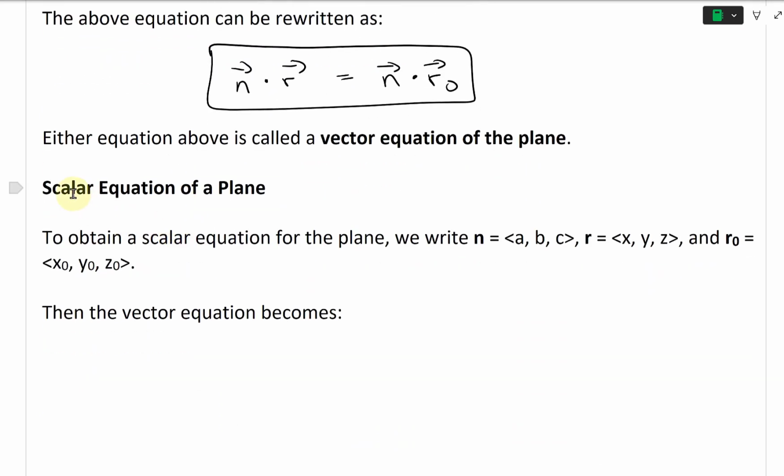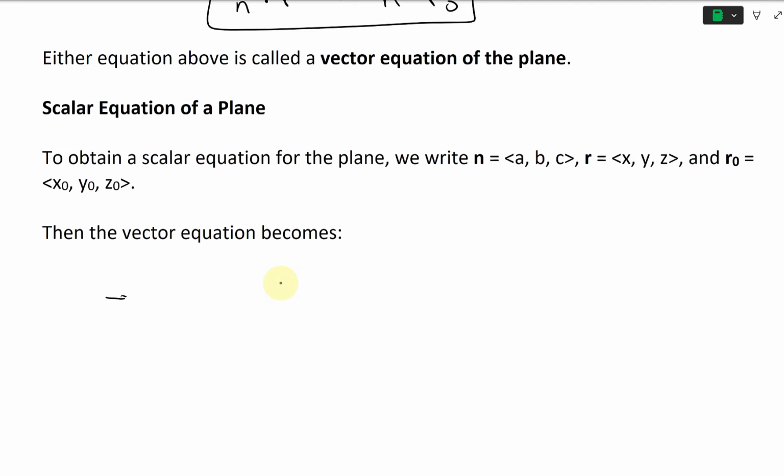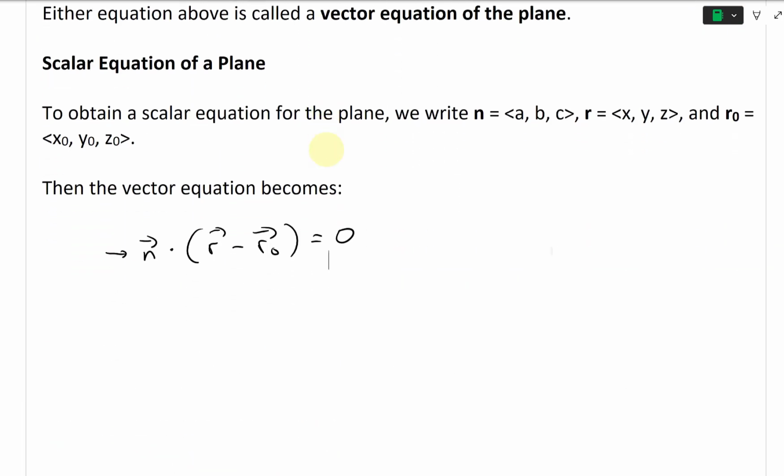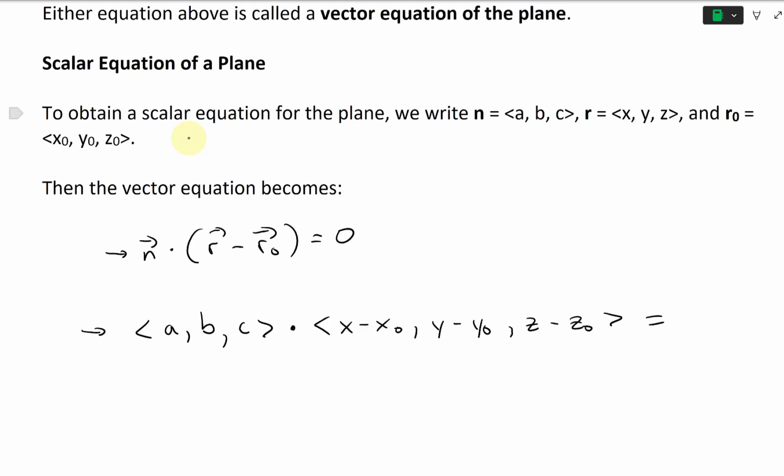And let's go further and now look at the scalar equation of a plane. To obtain a scalar equation for the plane, we write the normal vector n with its components a, b, c. And let's say r has components x, y, z, and the r naught vector's components x naught, y naught, z naught. Then the vector equation becomes n vector dot r minus r naught equals 0. Plug everything in: n is a, b, c dot, and these are subtracting from each other, so just subtract these vectors. It's going to be x minus x naught, y minus y naught, and z minus z naught, components with a triangle bracket, equals 0.